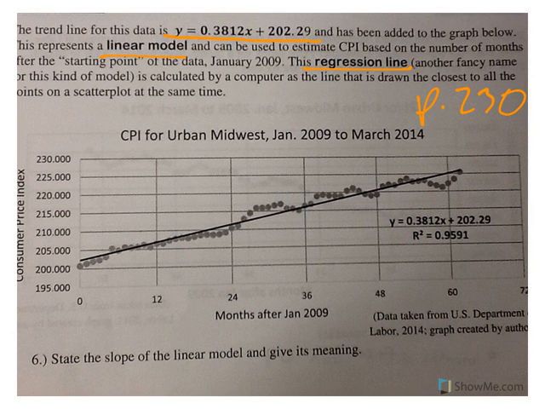Moving on to page 230, we've got the same graphic, but now notice we have this black line that cuts through. That black line is called the trend line, also known as a regression line. So there's our linear model, y equals 0.3812x plus 202.29, so that's important to reference. And what this does is it gives us a constant change, right? Because with that we have a slope. Slope is the constant change over time. And this allows us to predict for the future.